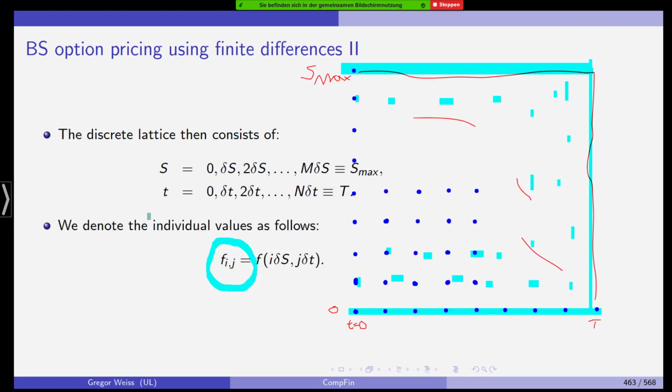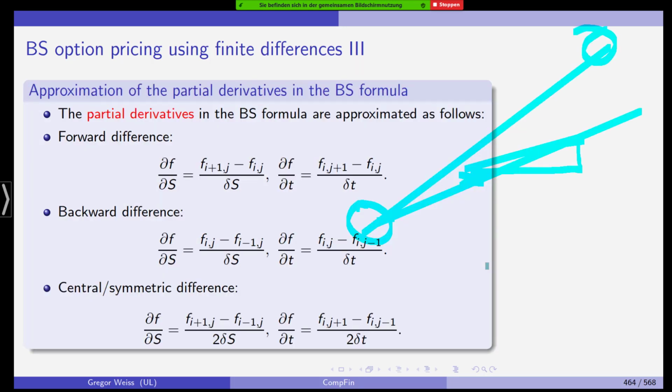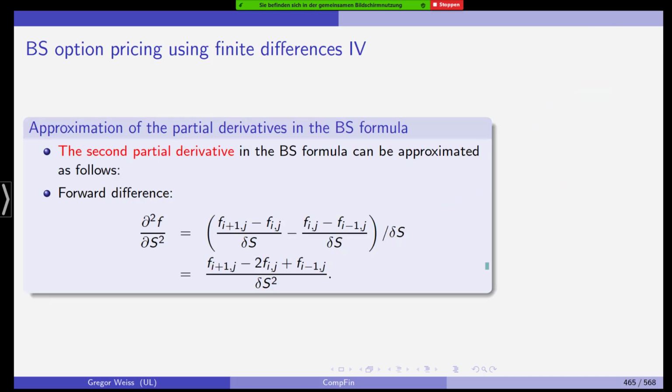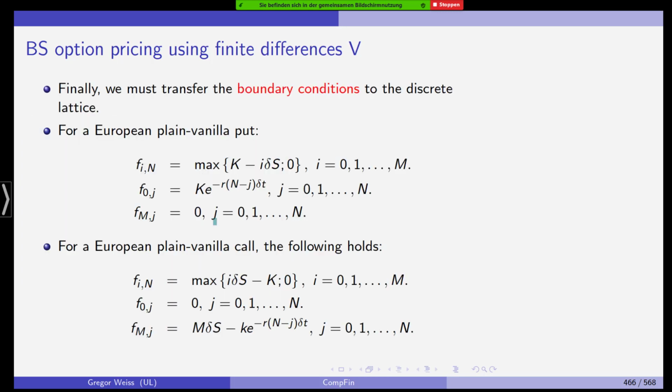We now use this lattice and we say, okay, if for example we are looking for this point here, then we take this point and this point, or we take this point and this point, remembering whether we are going through S or T, and then we can use these forward or backward or symmetric differences to substitute for these partial derivatives. The second partial derivative is approximated by, for example, using the forward difference, using this, so F_i+1,j, F_i,j, F_i,j, F_i-1,j, so again it's a forward difference, and then we need to transfer the boundary conditions.